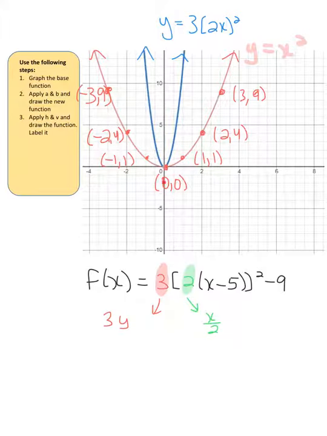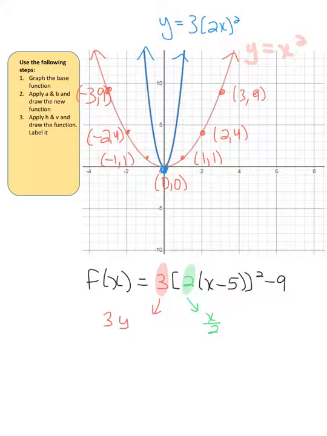My x is 0, so divide 0 by 2, which is still 0. My y is 0, multiply it by 3, so it's still 0. So the point 0, 0 actually does not move when I apply my stretch and compressions.